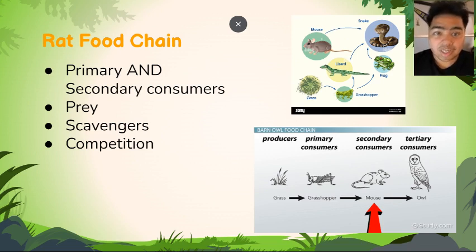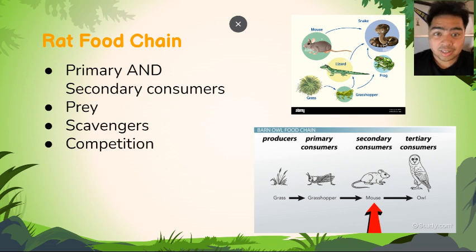Secondary consumers. Rats also consume insects, small invertebrates, and occasionally other small vertebrates. By feeding on these organisms, they act as secondary consumers within the food chain. They help control insect populations and contribute to nutrient cycling by consuming and recycling organic matter.